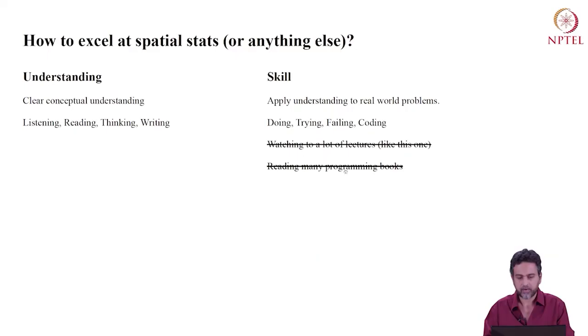Before we get into the topic today, let's just recap briefly. We said that excellence and mastery over this subject, or really any other subject, is achieved by a combination of understanding and skill. And understanding is gained by listening, reading, thinking, solving things on your own, putting pen to paper. Whereas skill is gained by applying that understanding to real-world problems. And the way to gain skill is by actually doing something, doing it yourself, trying it out, failing, trying again, and keep going, and writing a lot of code.